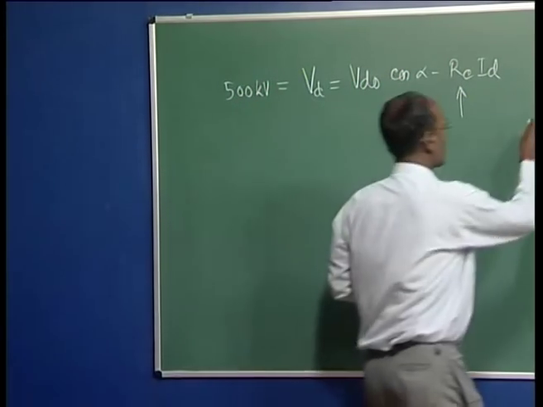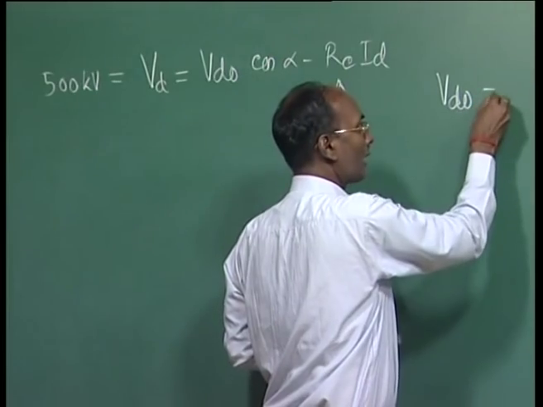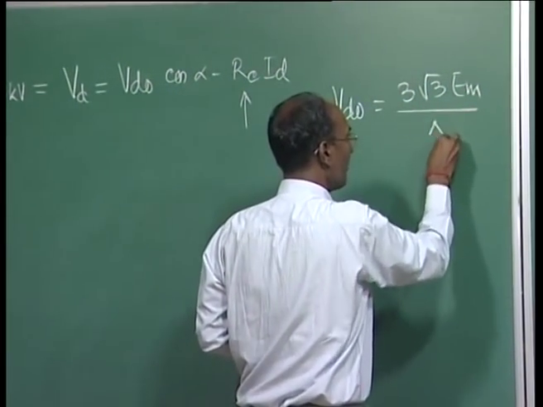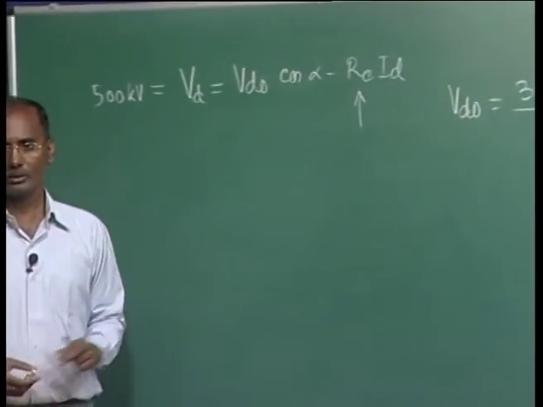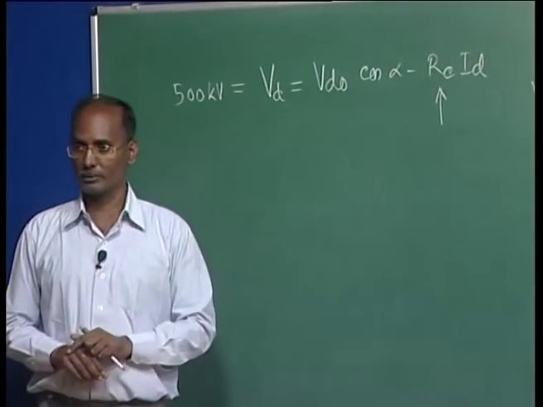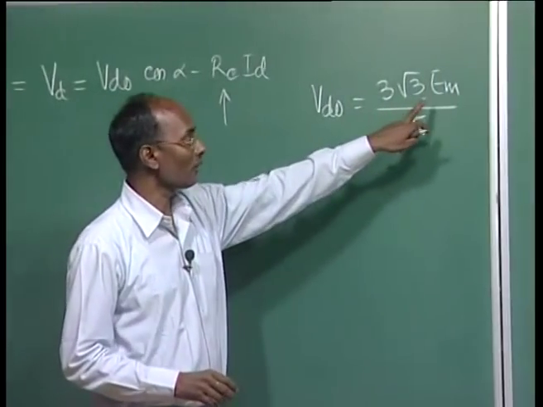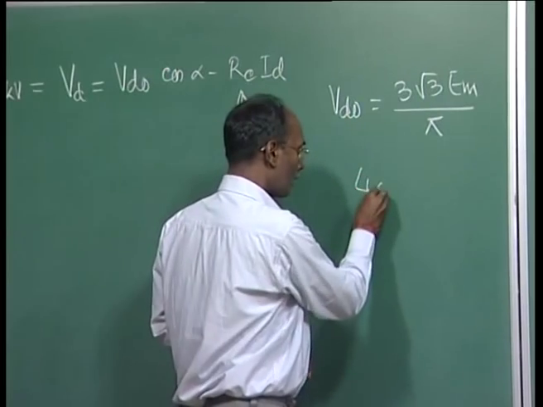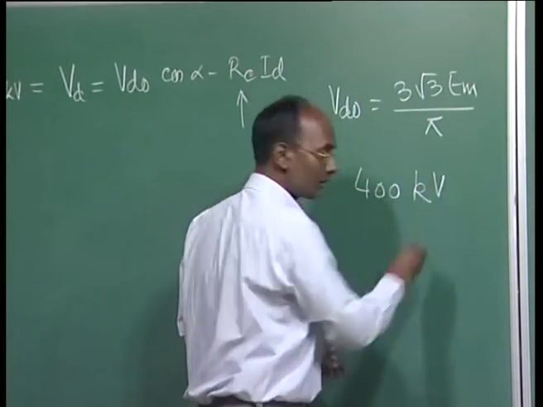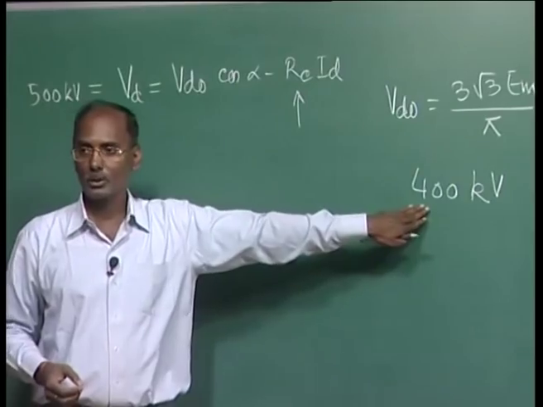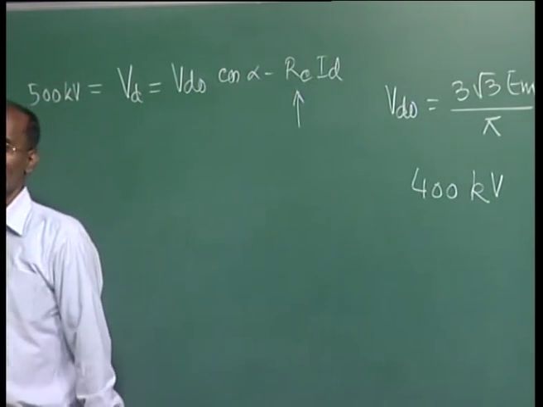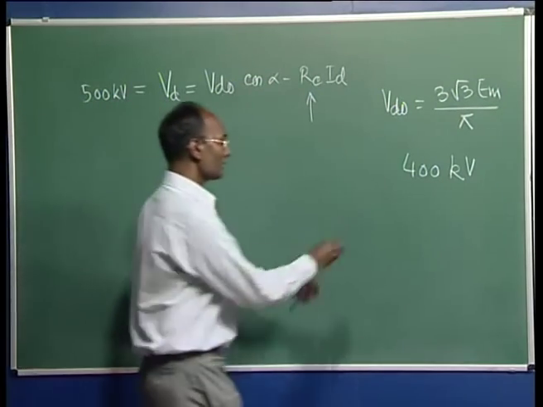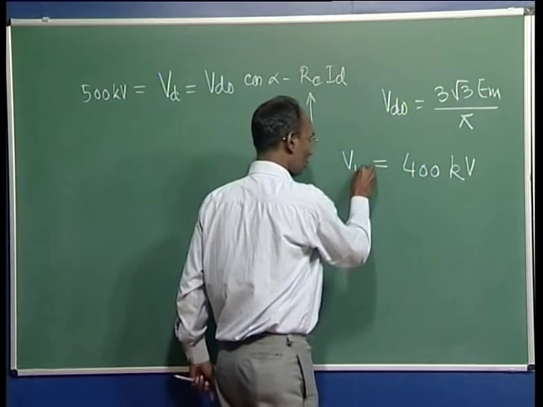Now this V_DO is defined as 3 E_M over pi. This expression we have already derived very well. The question is, what is E_M in this case? It is given to you as 400 kilovolt AC, 50 hertz, which means this voltage is the line to line voltage, and it is an RMS voltage. Nothing is said otherwise, so it is valid.